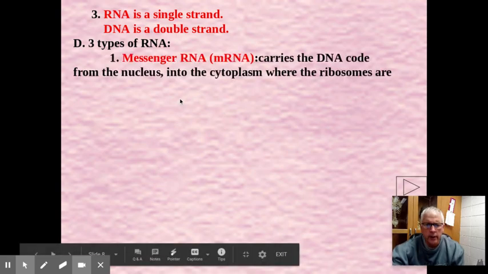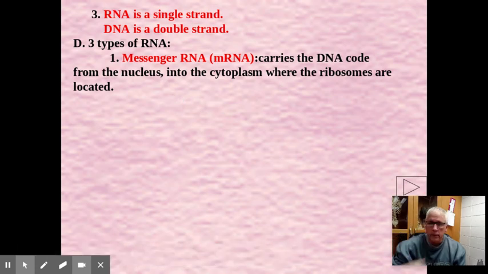So there are three types of RNA, and you guys probably have heard of these before. We use a little letter and then capital RNA. We have messenger, which is little m, big RNA. It carries a DNA code from the nucleus into the cytoplasm. So basically, we talked about this earlier in notes.